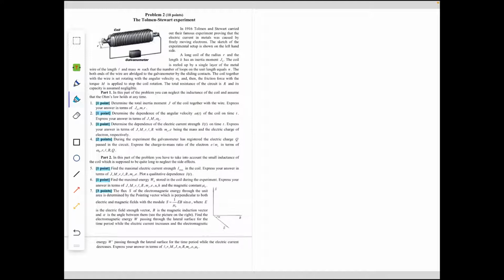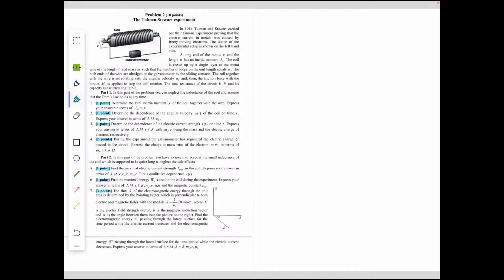The coil together with the wire is set rotating with the angular velocity omega naught, and then the friction force with the torque M is applied to stop the coil rotation. The total resistance of the circuit is R and its capacity is assumed negligible. So basically what we are analyzing here is the electric fields and effects of the electric fields and magnetic fields produced simply by mechanical means, or simply by moving the charges.